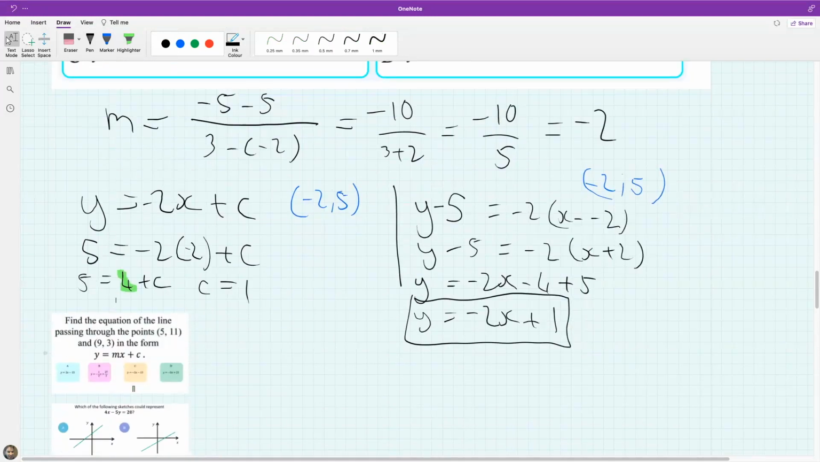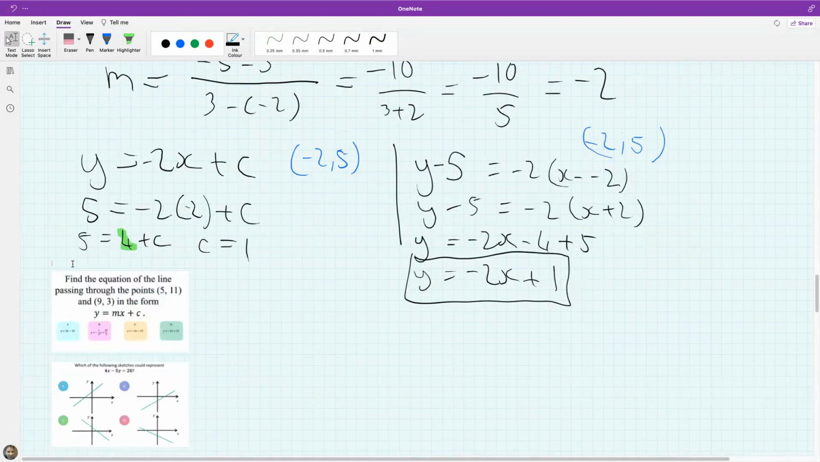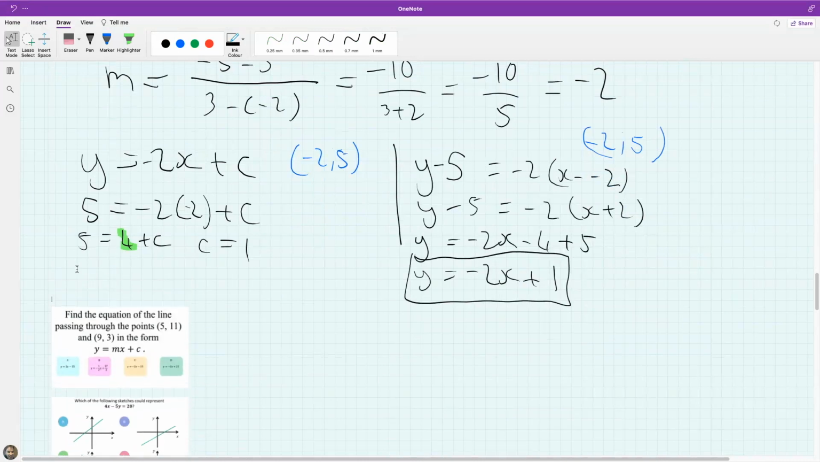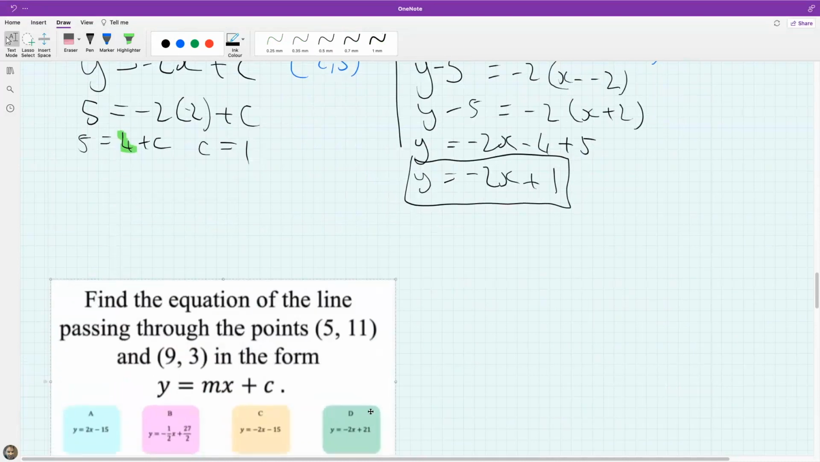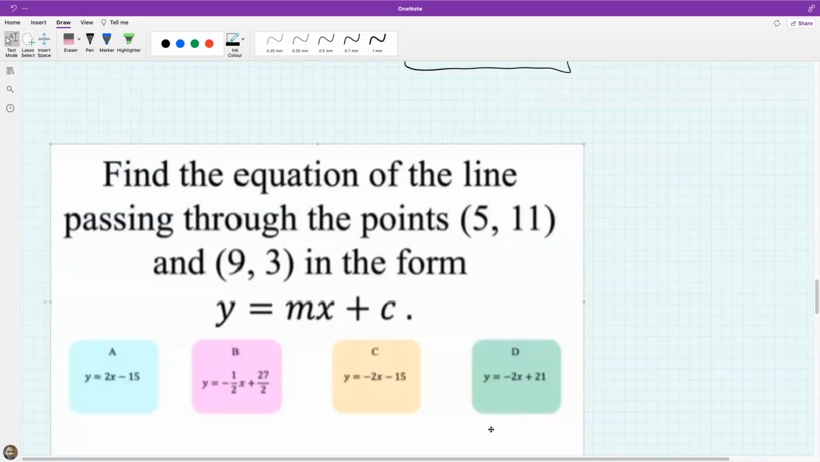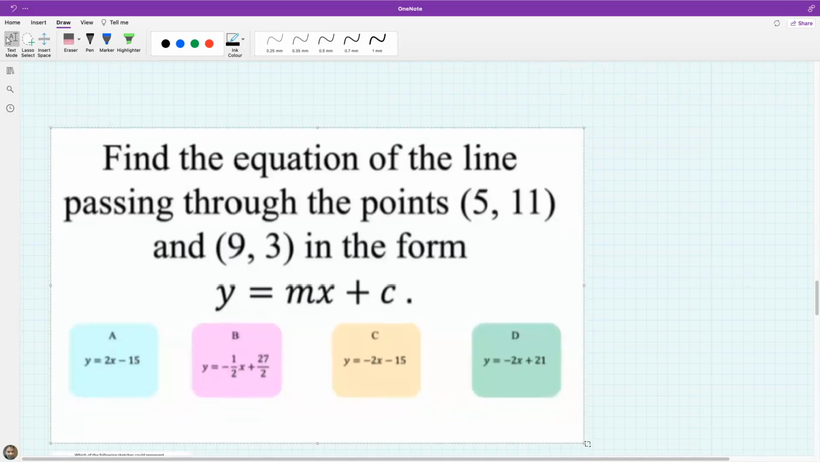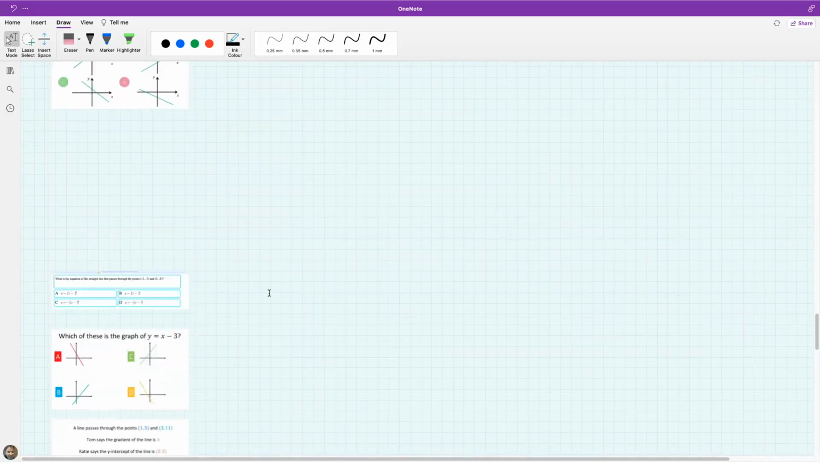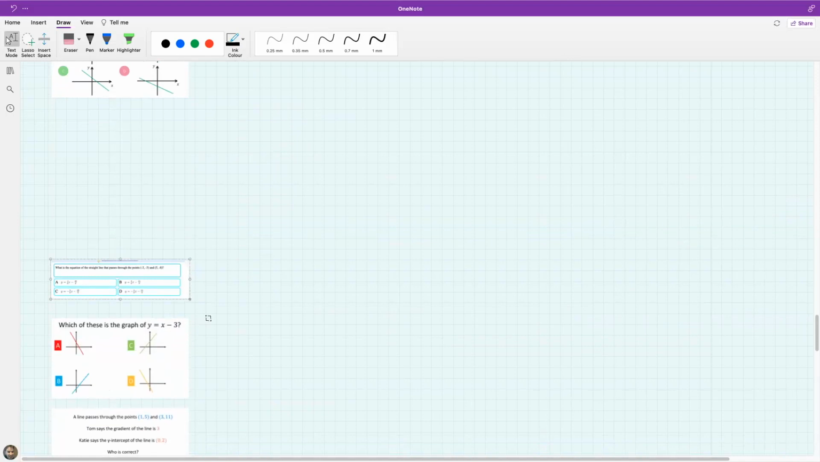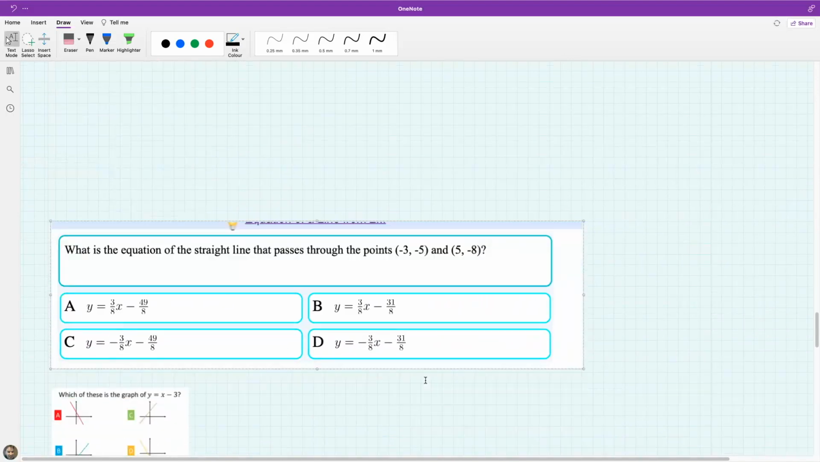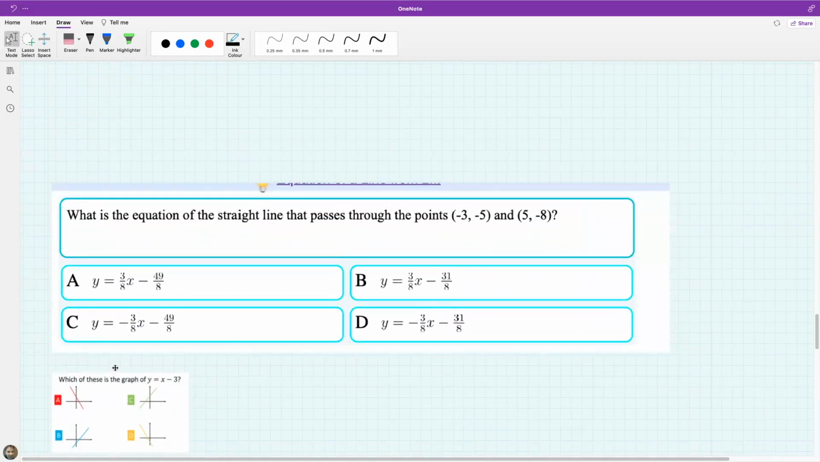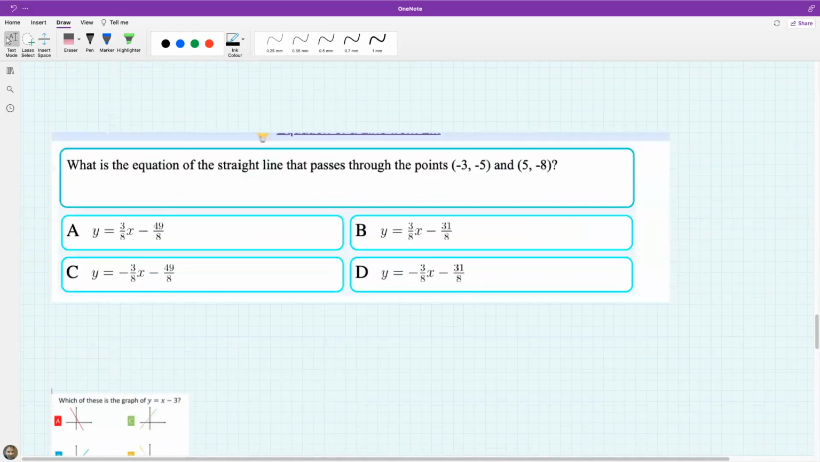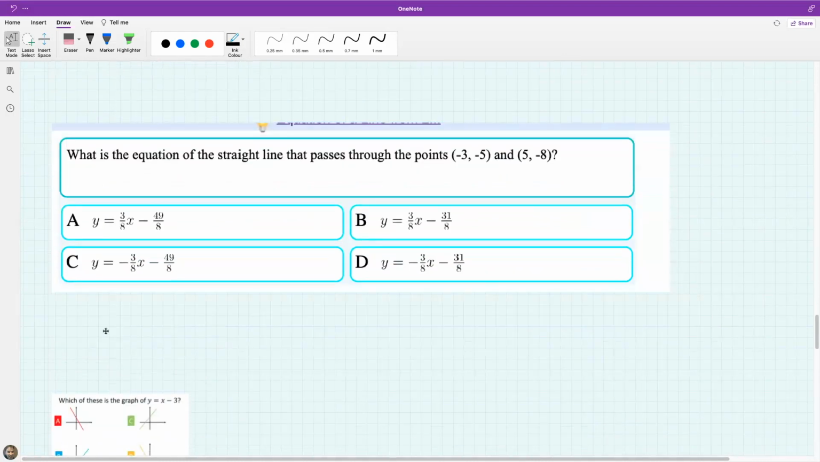Pleasure. Okay, let us do two more. I think the printing is not great on that one. It's a bit vague, so let's do this one. What is the equation of the line through these two points? See if you can do that, and I'm handing it over to you guys to practice.